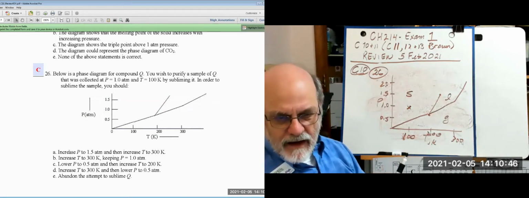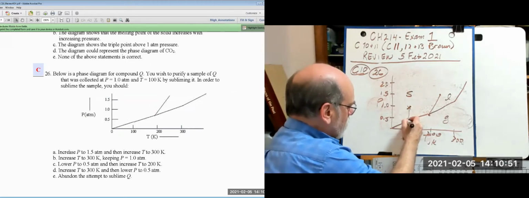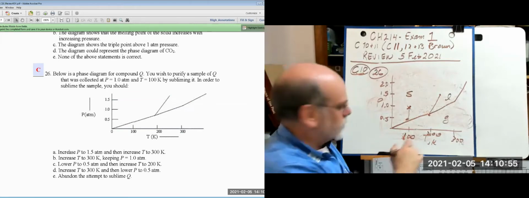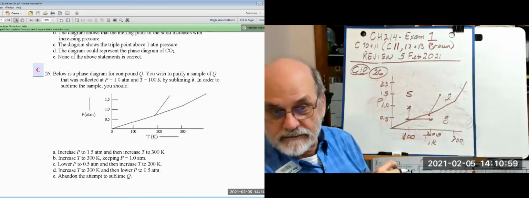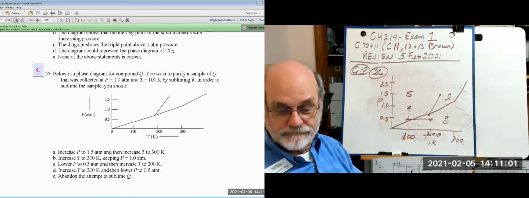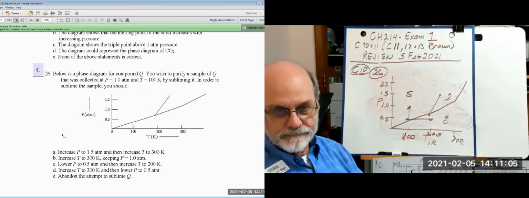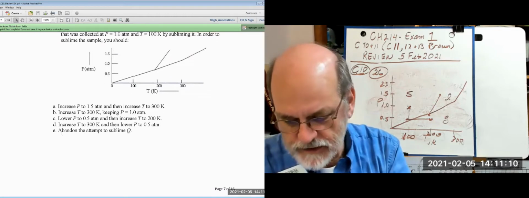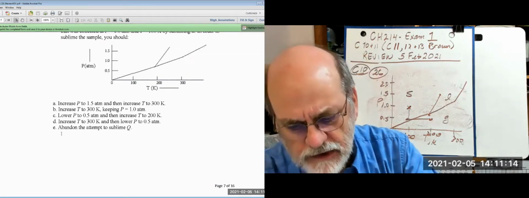How about C? Lower the pressure to 0.5, come down to here, and then increase temperature to 200. That'll do it. Right? We found our answer. We can stop. Okay, 26. What's next?